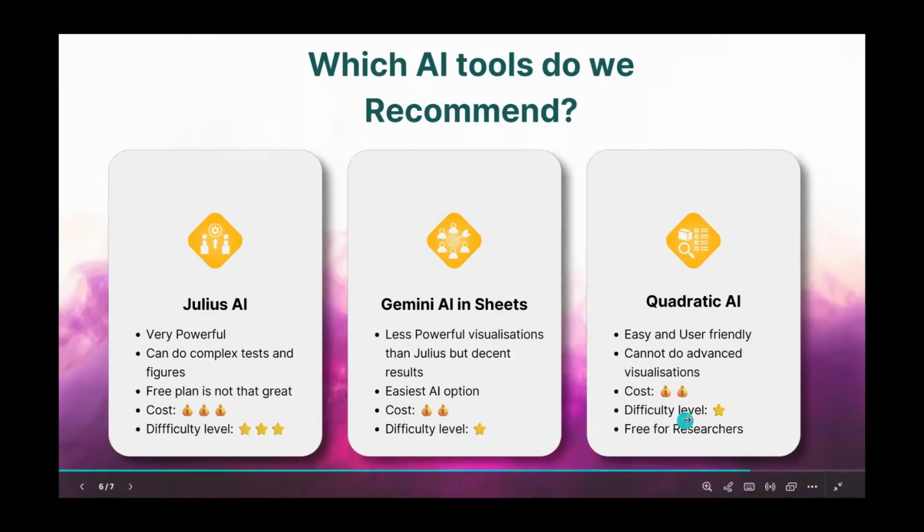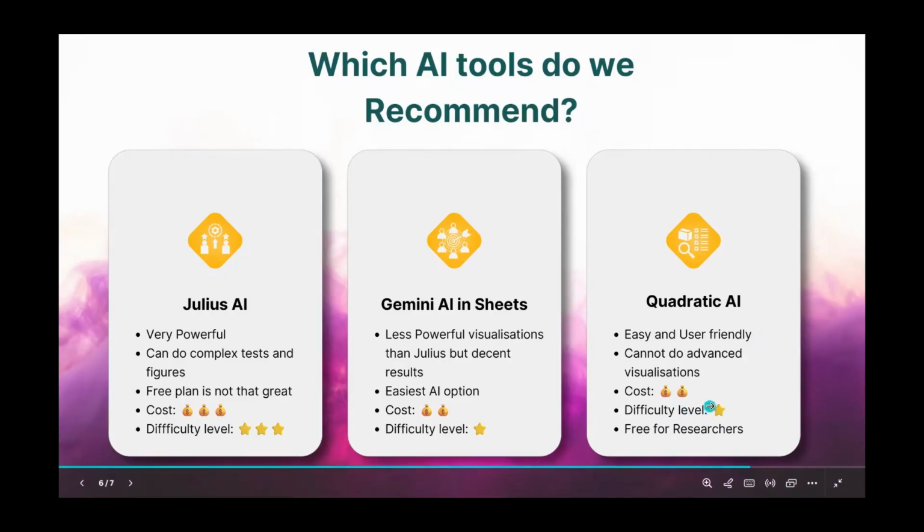Okay, then comes the difficulty level. Difficulty is easy. They are telling us it's free for students, faculty, and researchers. But again, the monthly AI usage limit applies. So that free plan is just a gimmick, in my opinion. Okay, so that's Quadratic.